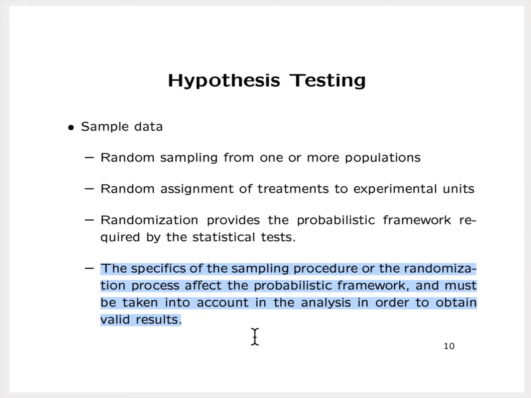Now, if we use the wrong model, for example, if we don't take into account the type of sampling process or the type of process used to randomly assign treatments to experimental units, then we will not have a valid analysis and the results cannot be trusted. So it's extremely important that we understand how an experiment was conducted, whether it's a sampling experiment or a designed experiment, in order to properly analyze the data and get valid results.